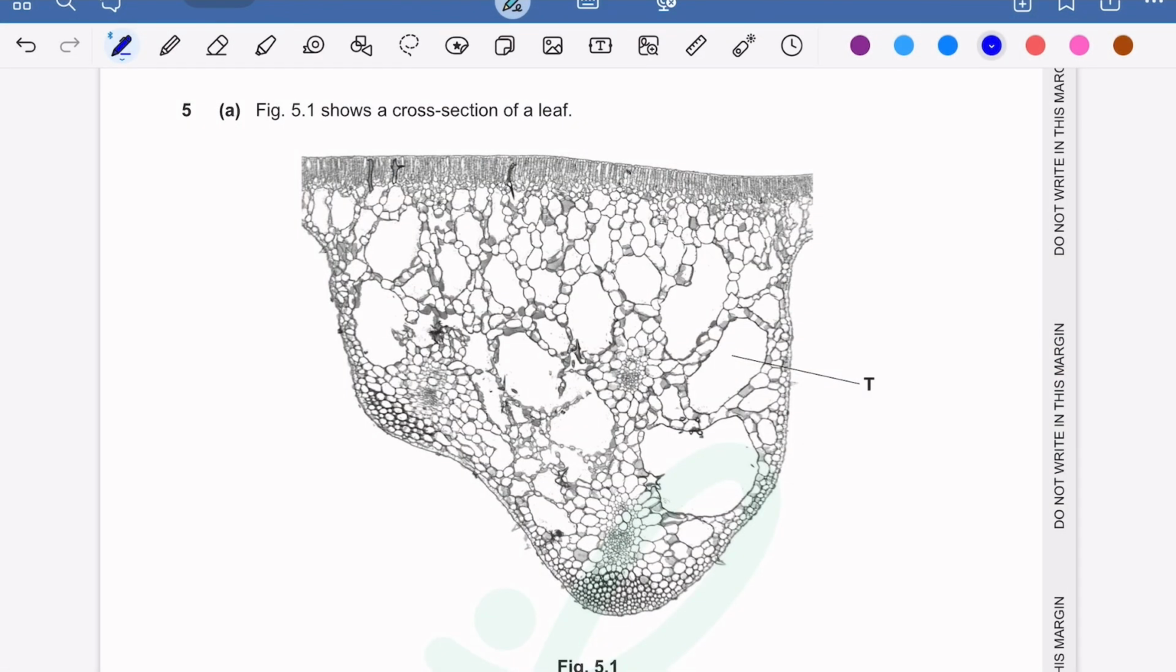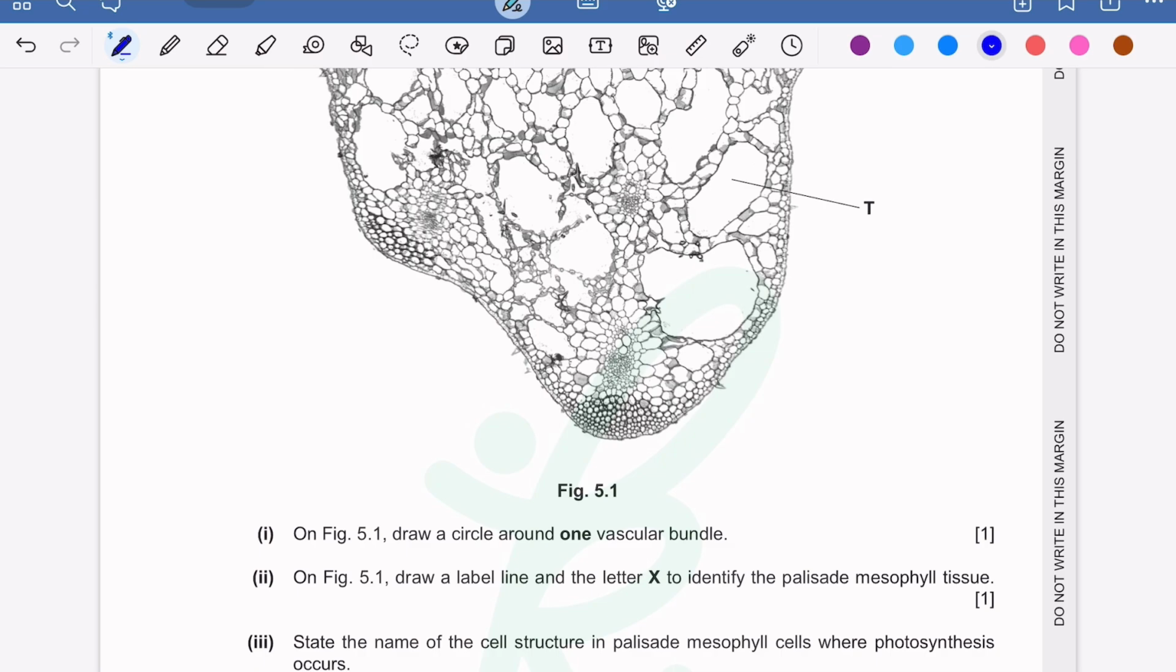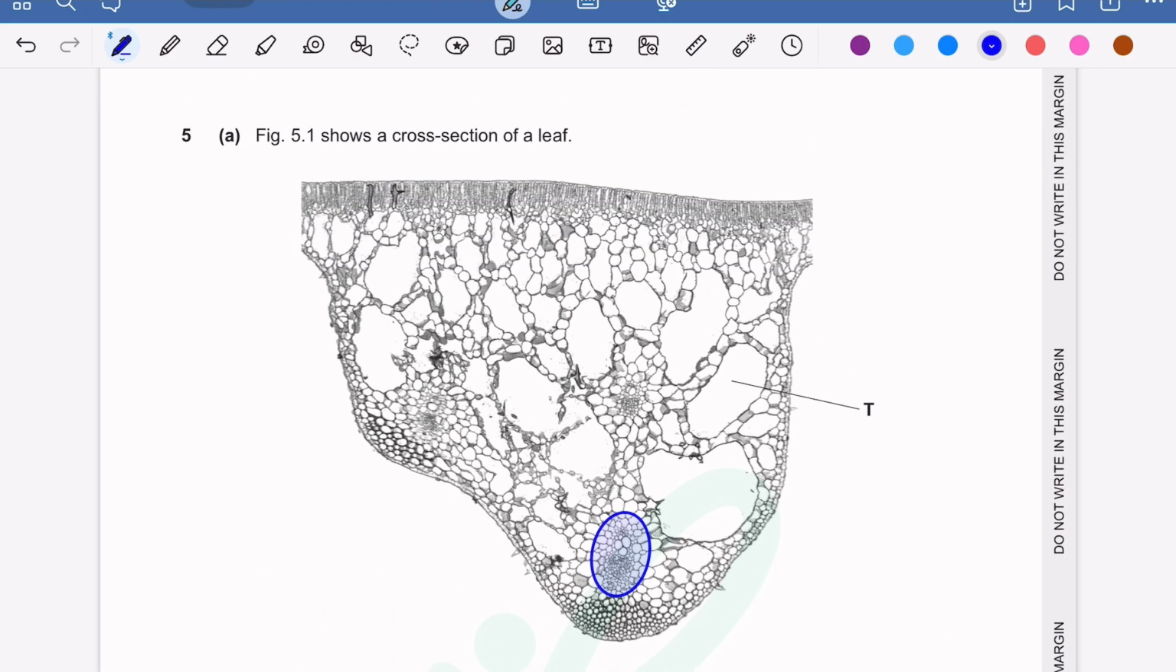Let's move to question 5. It says figure 5.1 shows a cross section of a leaf. On figure 5.1, draw a circle around one vascular bundle. So we can see one vascular bundle is present here, which is basically the xylem and the phloem. Next, on figure 5.1, draw a label line and letter X to identify the palisade mesophyll tissue. Now we know that the palisade mesophyll is present below the upper epidermis and are cuboidal cells tightly packed, which I can see is present here.